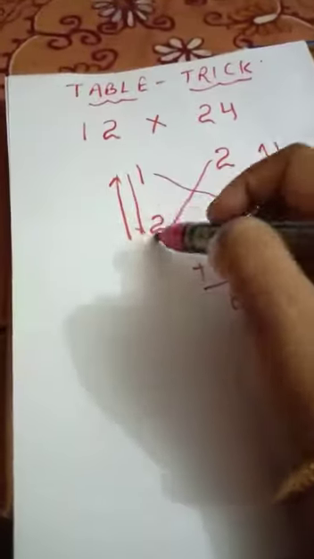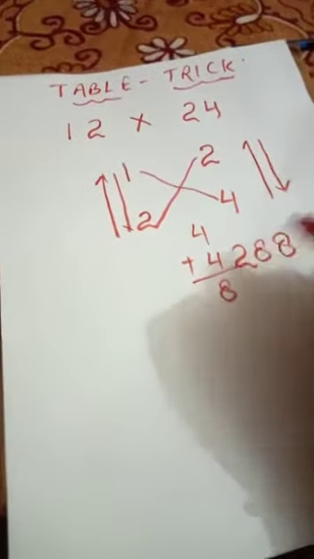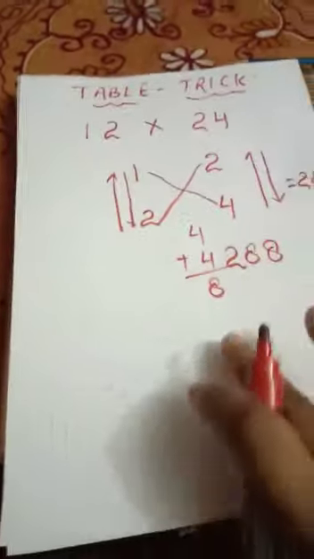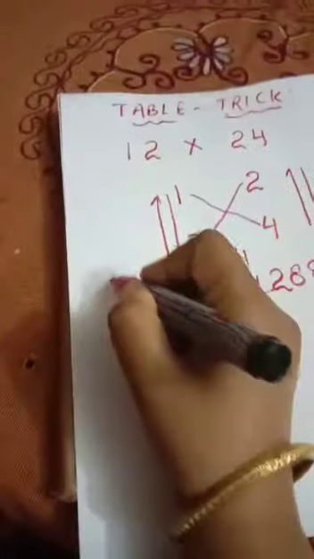Now come to this side. Left side, multiply 1 with 2 or 2 with 1. 2 1s are 2. So write it here. So the answer is 288. So let's check it with the help of the simple multiplication rule.